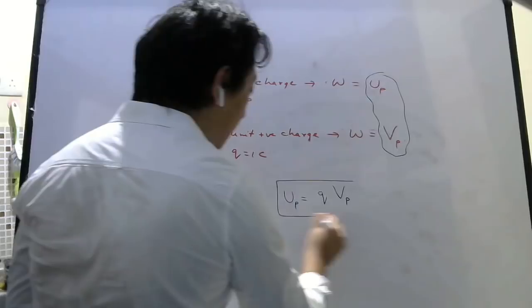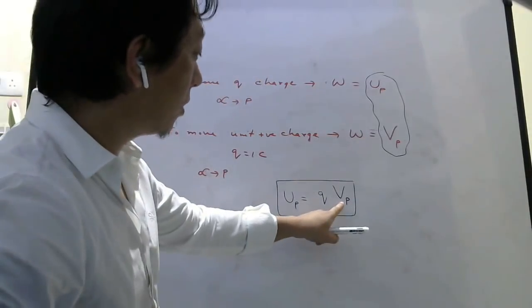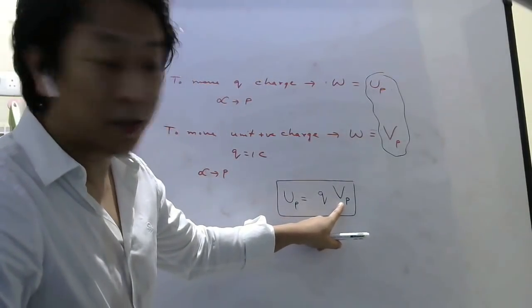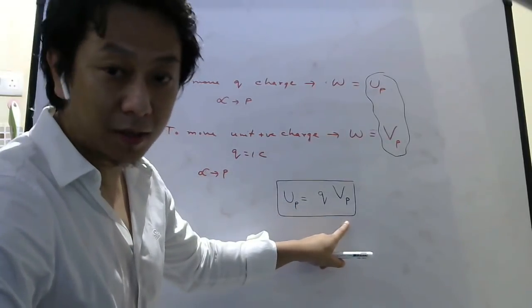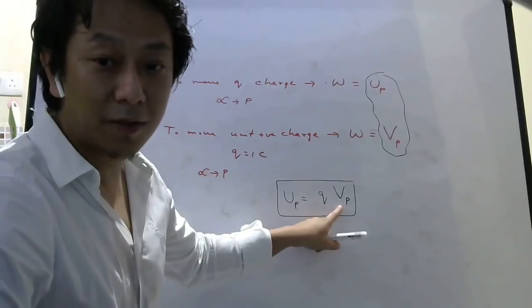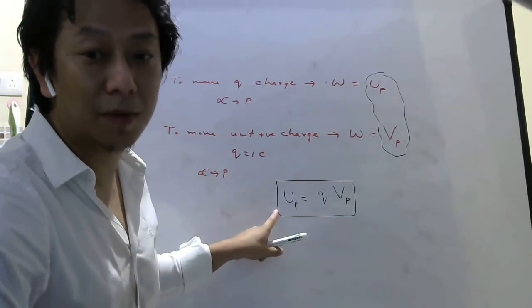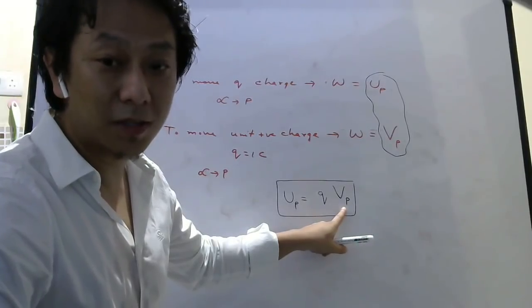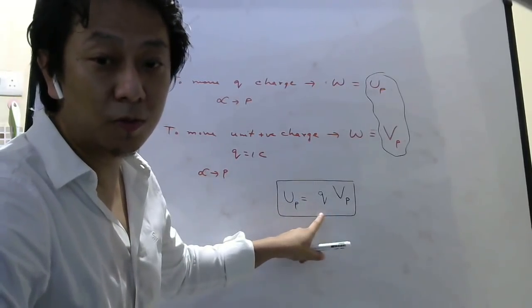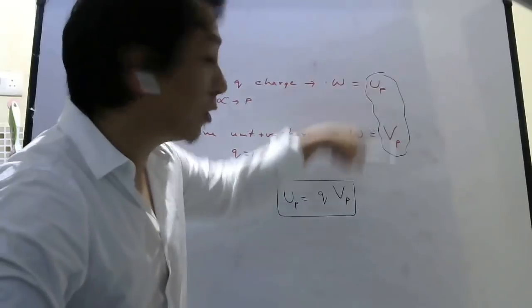Understanding or not? So this is work done to move 1 coulomb charge. This will be work done to move Q coulomb charge, right? This is like price of 1 apple. This is price of 10 apples. So multiply with 10. So this is work done to move 1 coulomb charge. This is work done to move Q coulomb charge. And this is the relation between these two.